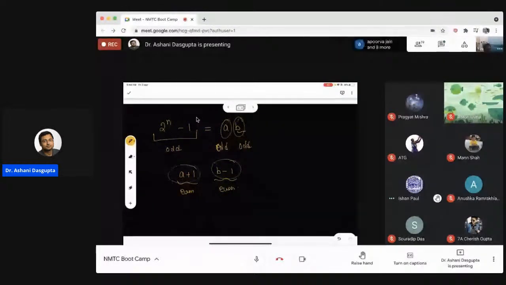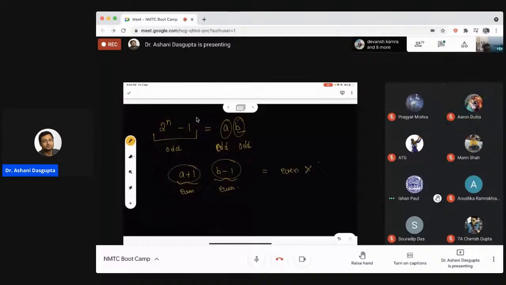So this is even times something. So even times, of course, odd. Every even number can be written as even times odd. There is no big deal in it.